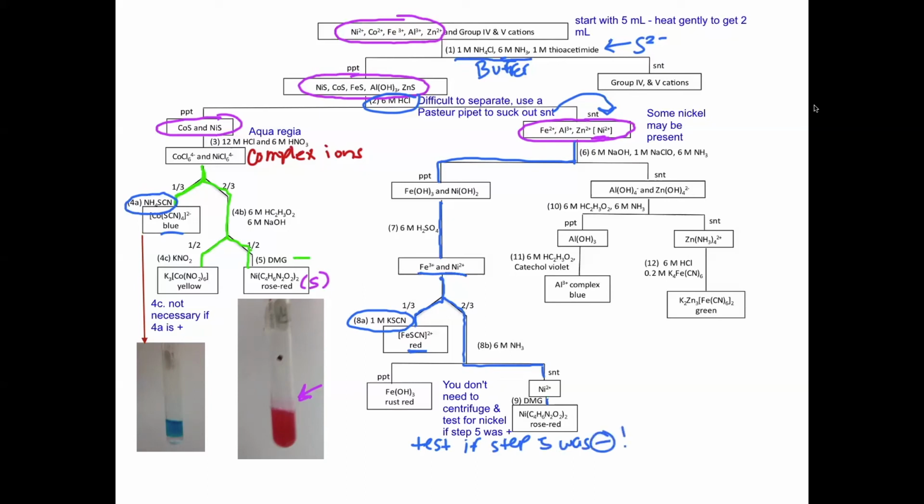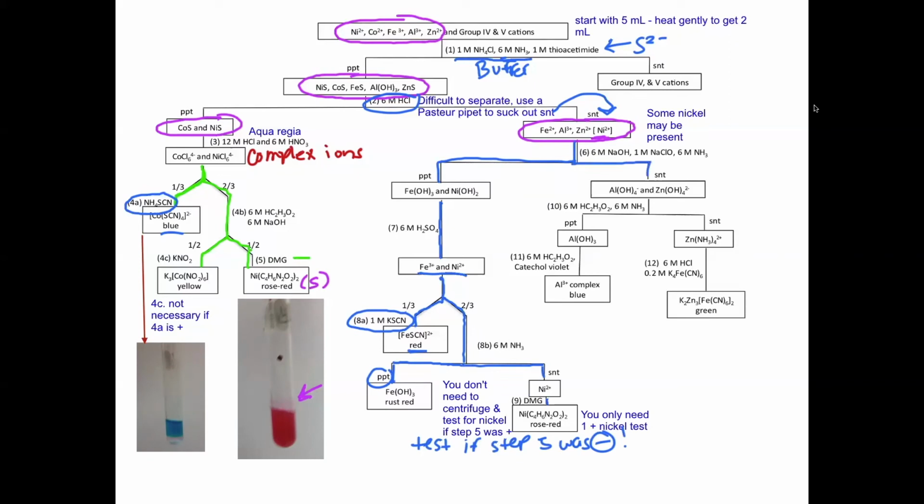If step 5 was negative, we would do this test for nickel over on this side of the flowchart. We need one positive nickel test. So if we get a negative in step 5, we'd want to do step 8B and step 9. If you do have to do steps 8B and 9, you would also see a rust red precipitate of iron hydroxide.